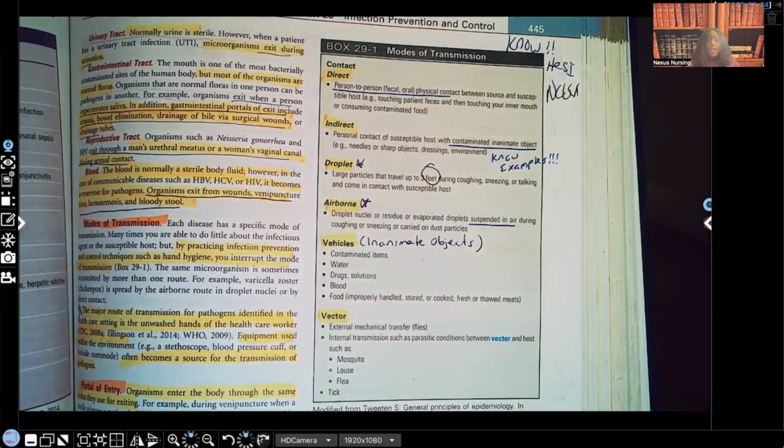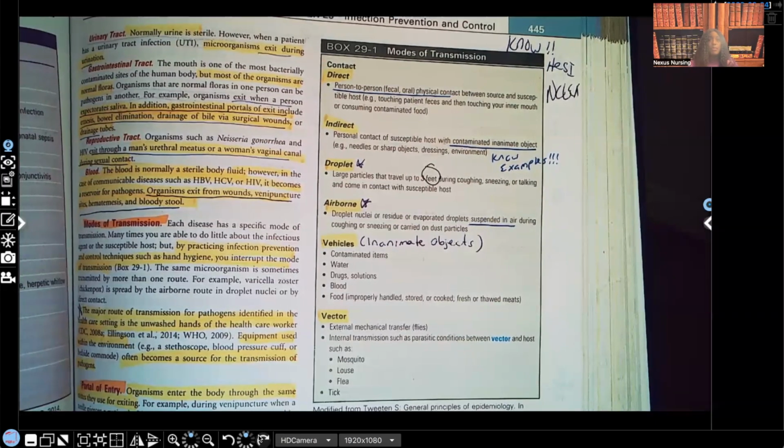Airborne. These are much smaller particles, okay? Droplet nuclei residue or evaporated droplets suspended in the air. Why can they stay suspended in the air? Because they're so much smaller. They can stay suspended in the air for hours. That means if the person has this infection, they cough or sneeze on the subway and walk off that train, guess what? Those droplets can stay suspended in the air for hours. So somebody can come after them, many people can come after them, they breathe it in, and now they're infected, okay? So droplet is much larger, more than 5, and airborne is much smaller, less than 5.